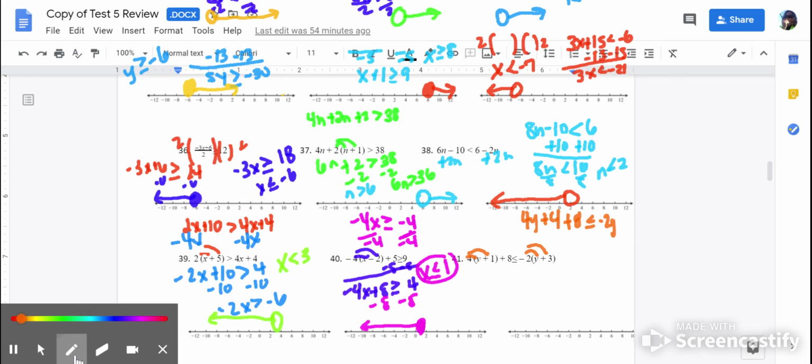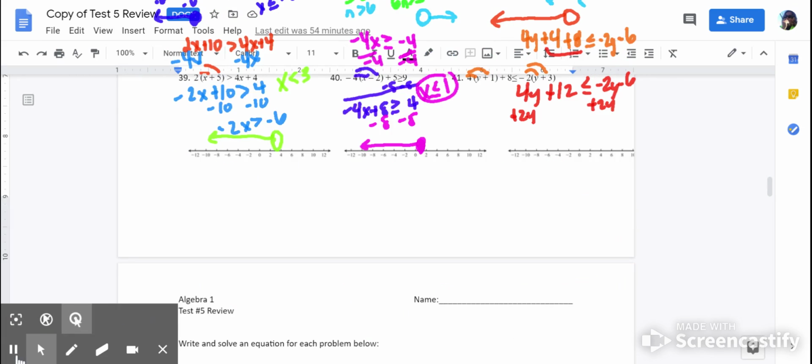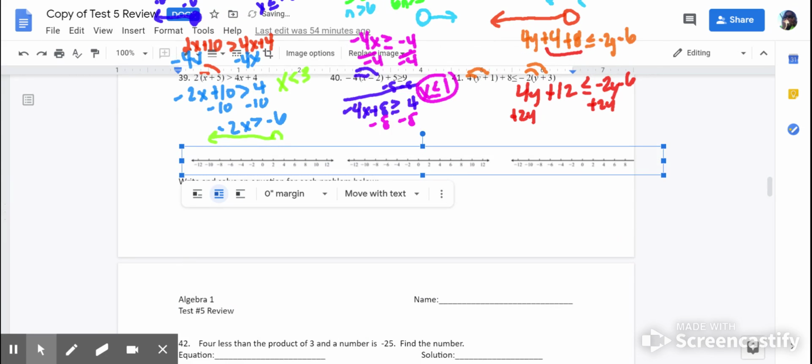At this point, I can start combining like terms. So the 4 plus 8 will give me 4y plus 12 is less than or equal to negative 2y minus 6. I'm going to add 2y to each side, which I will get. So when I do this, I will get 6y, oops, I'm sorry.